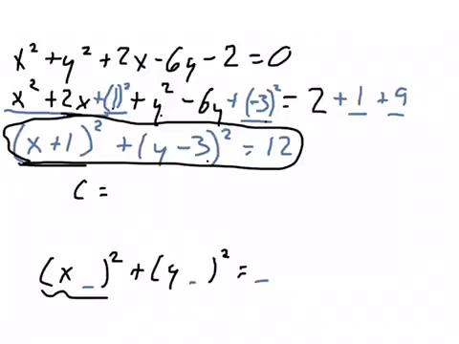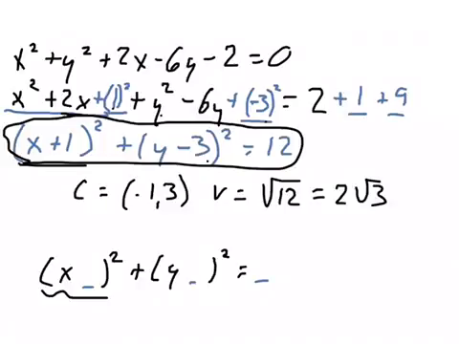From this, we can get the center to be negative 1, 3. Again, pulling these out as the opposite sign. And the radius would be the square root of 12, which we can't find exactly. We can simplify that a little bit. It's 2 square roots of 3.